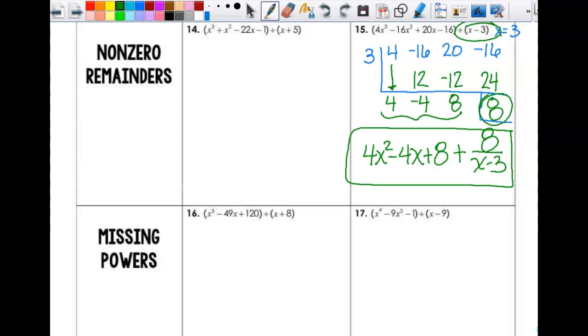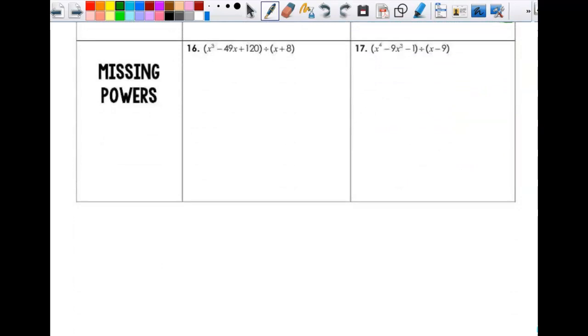All right, let's see what happens when we have missing powers. Remember yesterday we had missing powers, we had to fill them in, and that's something that gets forgotten a lot. So this is x plus 8, so x equals negative 8. So negative 8 goes on the outside. This is a third degree polynomial, which means I have 4 terms I have to use. There's only 3 there. Notice I have x cubed, and then it goes to x. I'm missing the x squared term in there. I have to put a placeholder in here. So my coefficients are 1, 0 for the x squared, then negative 49, then 120, and I go from there.